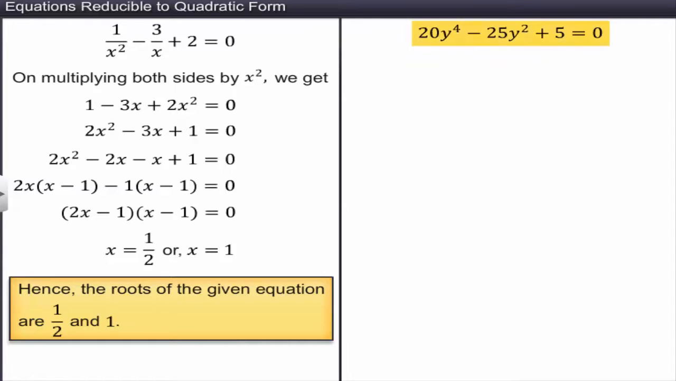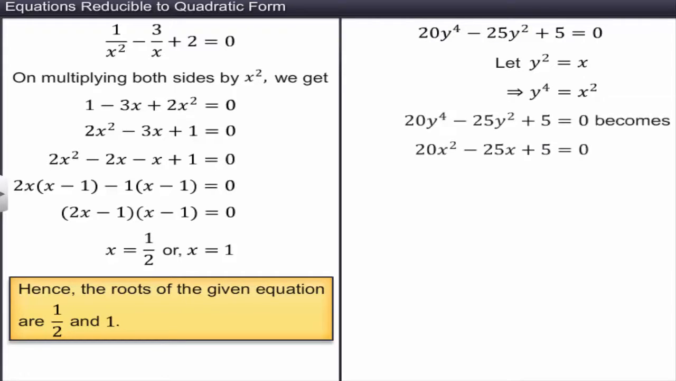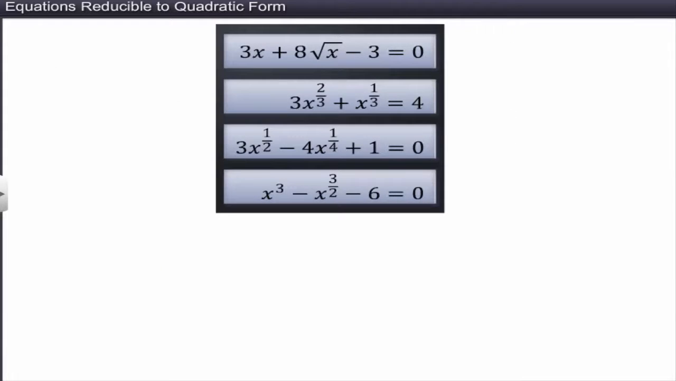Now, consider the second equation. To reduce this equation into its quadratic form, we substitute y squared by x. This implies that y raised to the power 4 is equal to x squared. Using this substitution, the given equation transforms into 20x squared minus 25x plus 5 is equal to 0, which is a quadratic equation and can be easily solved by splitting the middle term. Let us take up some more examples as to understand how to convert a given equation into its quadratic form.